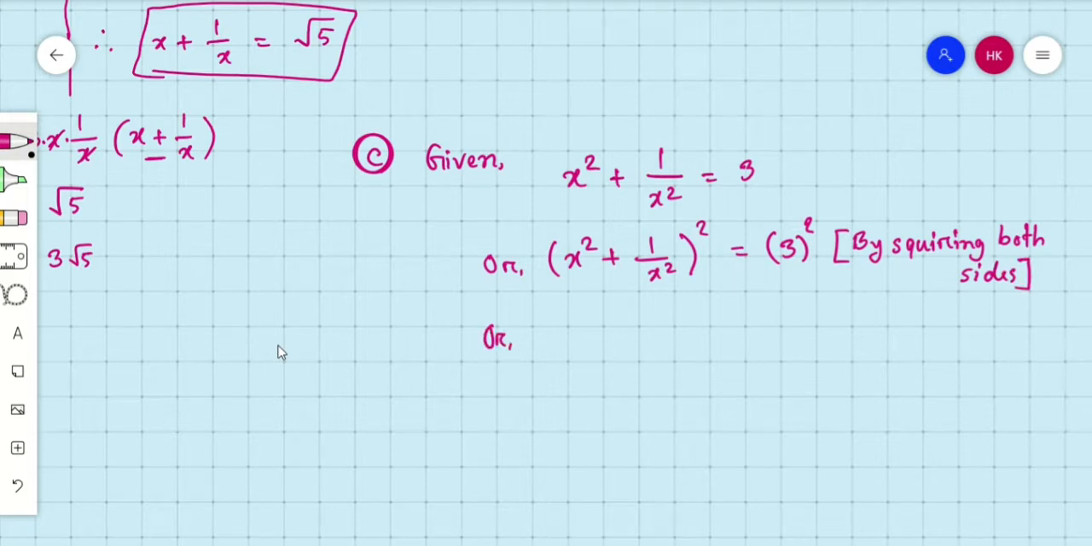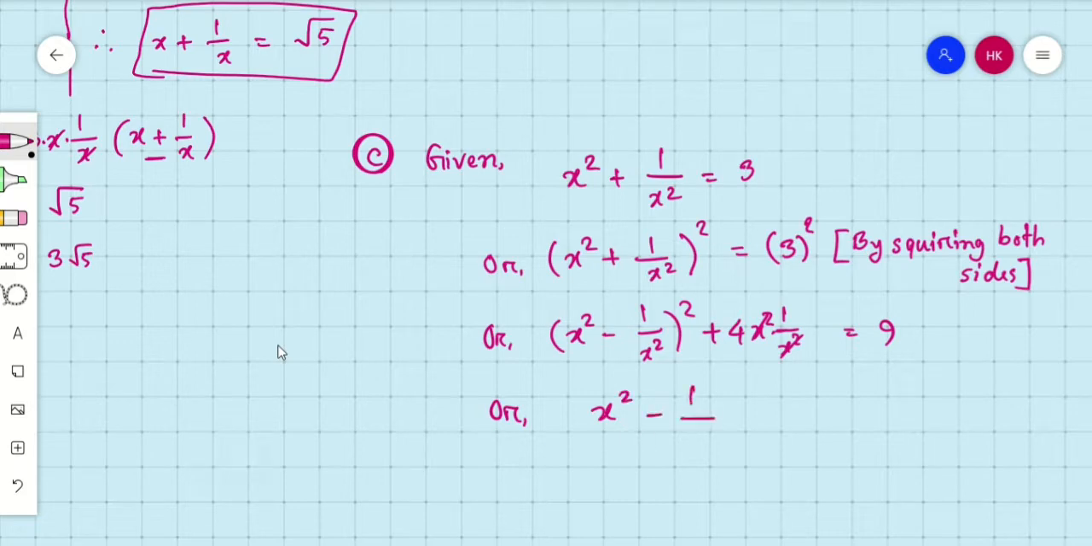Or if we use that formula to switch this plus to minus, we can write (x square minus 1 by x square) whole square plus 4 x square into 1 by x square is equal to 9. So x square and x square must be cancelled, and here we can write x square minus 1 by x square is equal to 9 minus 4, or x square minus 1 by x square is equal to 5.